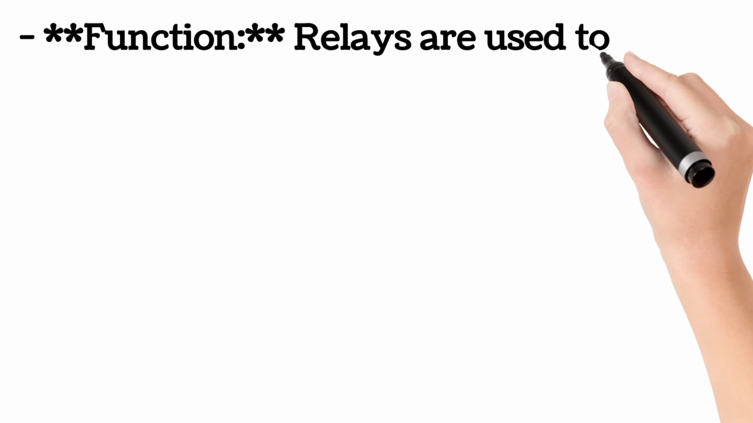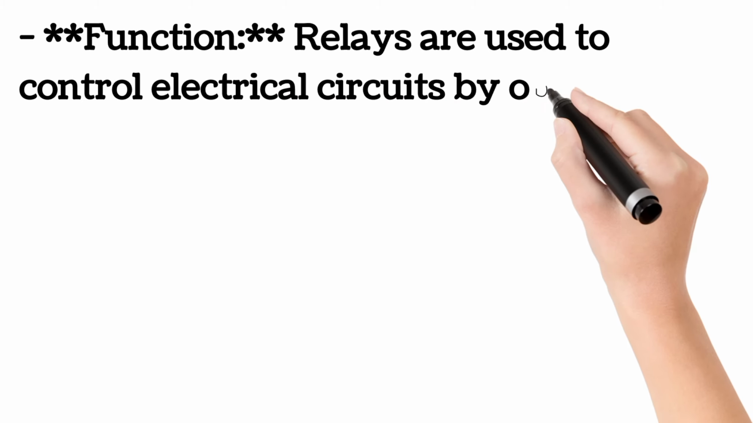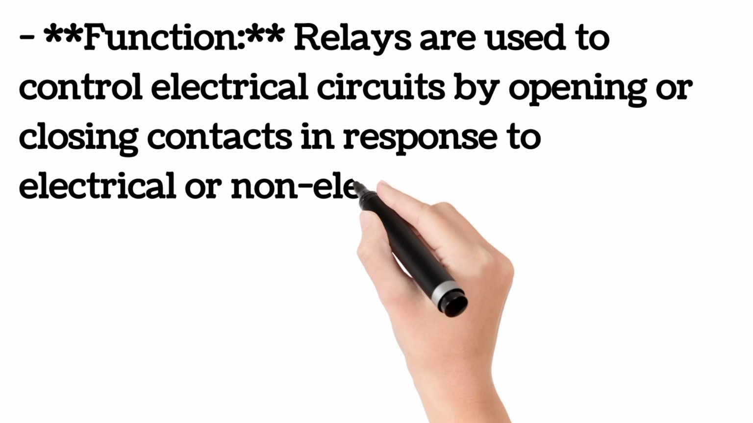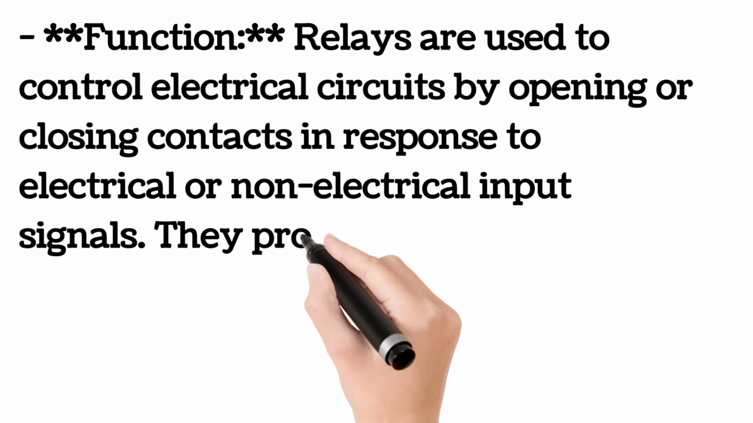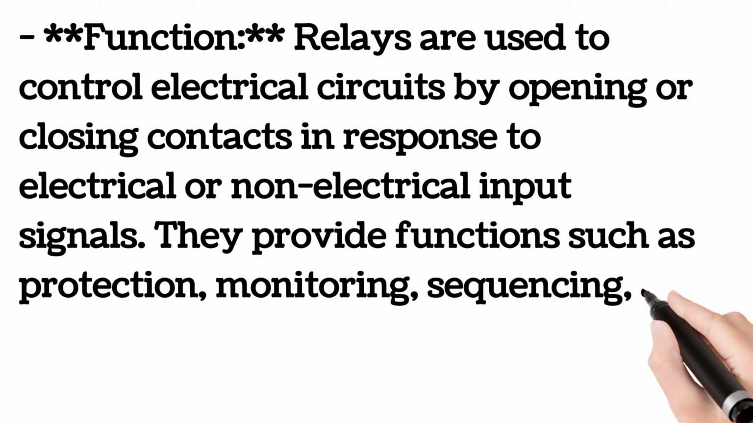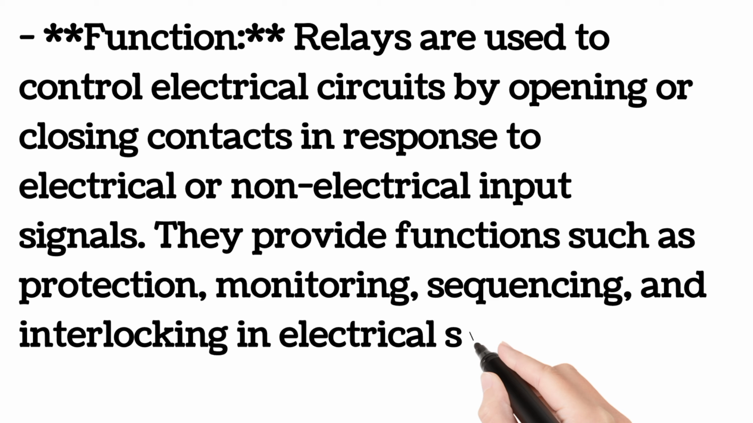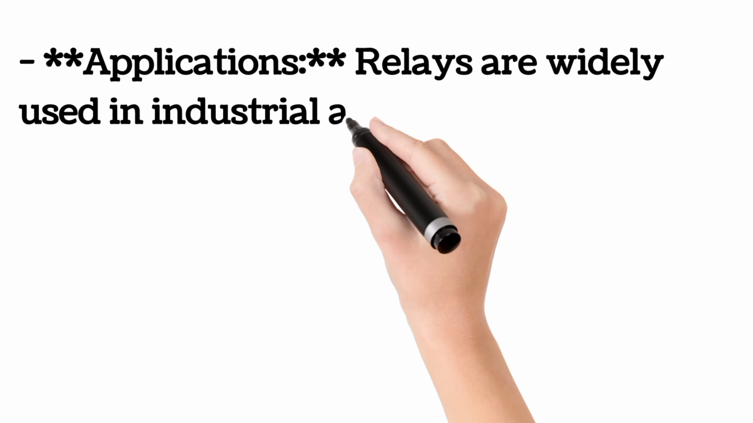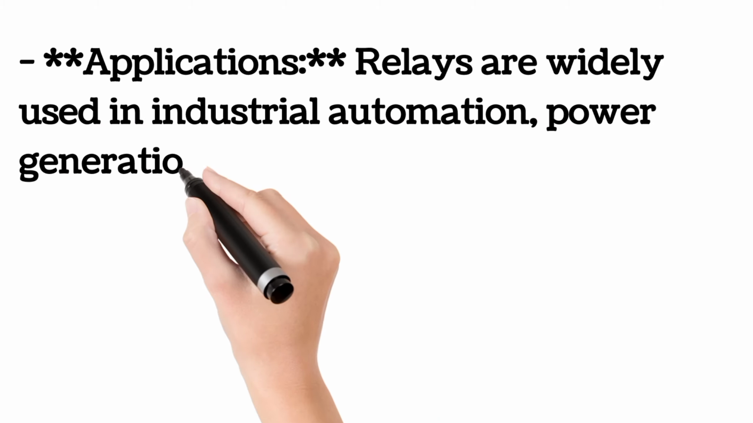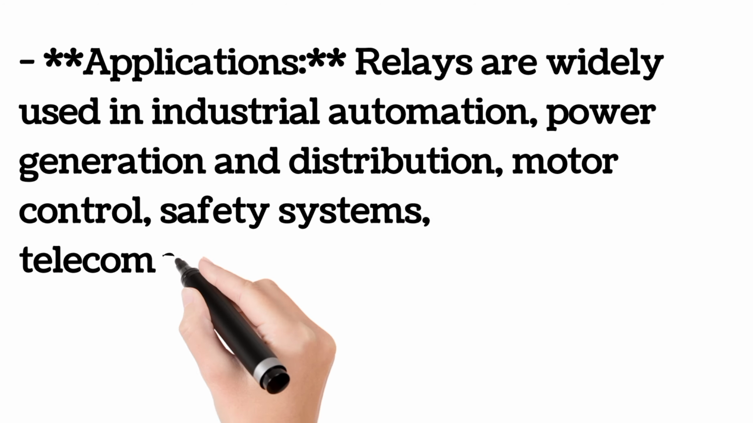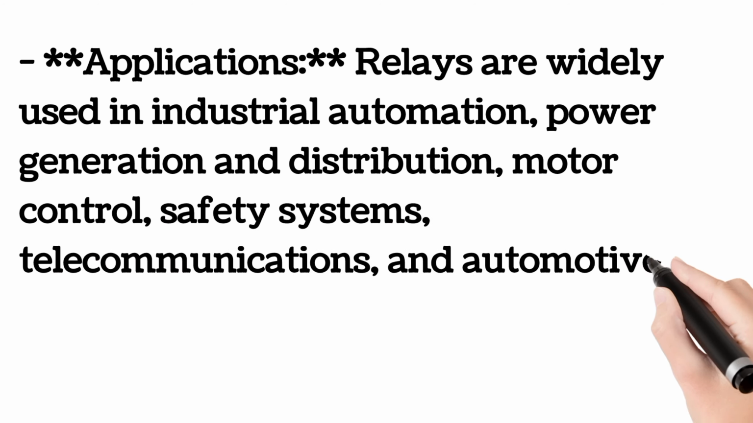Function. Relays are used to control electrical circuits by opening or closing contacts in response to electrical or non-electrical input signals. They provide functions such as protection, monitoring, sequencing, and interlocking in electrical systems. Applications. Relays are widely used in industrial automation, power generation and distribution, motor control, safety systems, telecommunications, and automotive electronics.